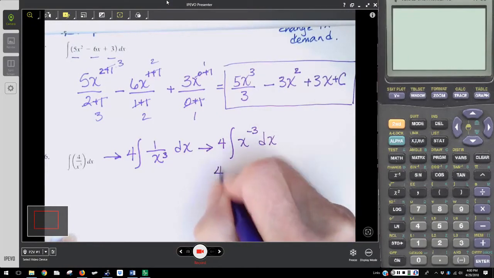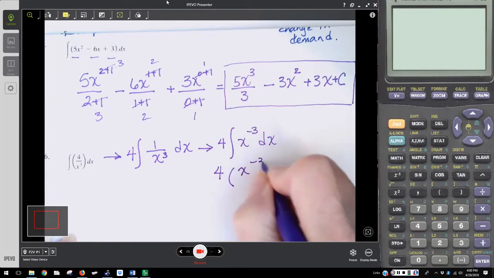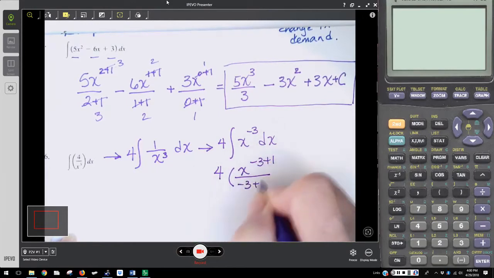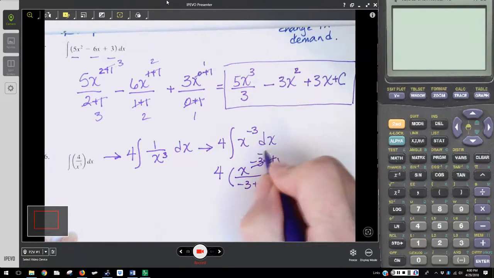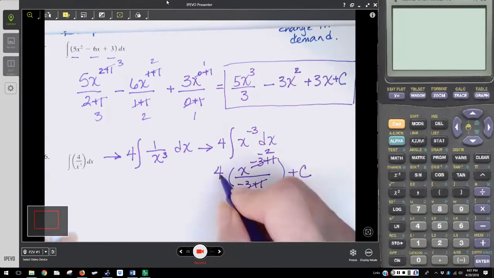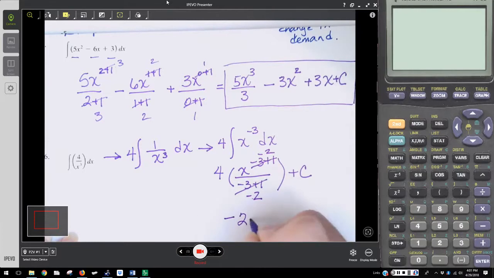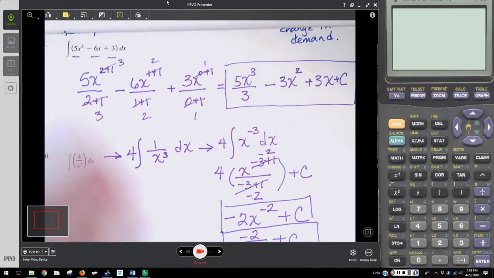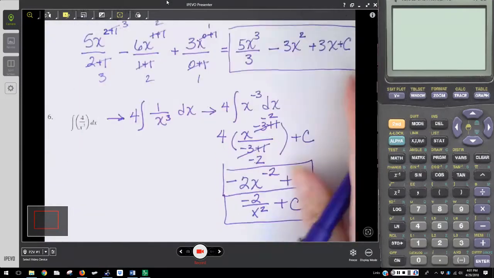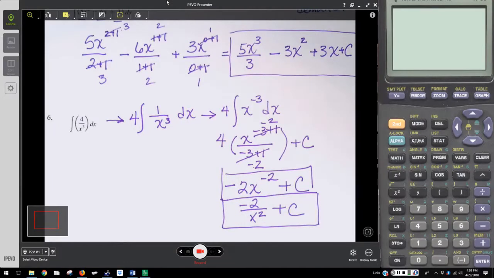So then our integral is going to be 4 times x to the negative 3 plus 1 over negative 3 plus 1 plus a constant. And since negative 3 plus 1 is negative 2, and negative 2 goes into 4 negative 2 times, we have negative 2x to the negative 2 power plus c, or negative 2 over x squared plus c. Either answer is just fine. And both of those problems come out of section 15.2 if you need to review those kind of problems.